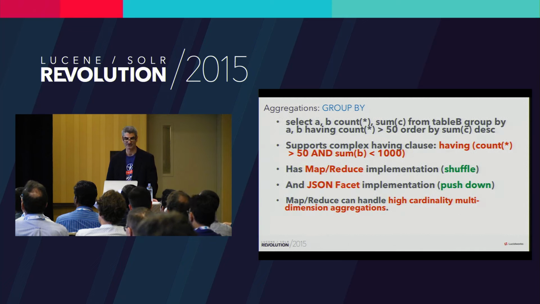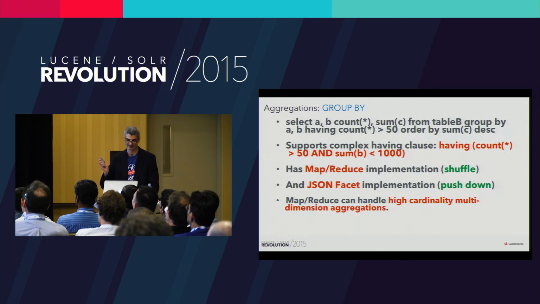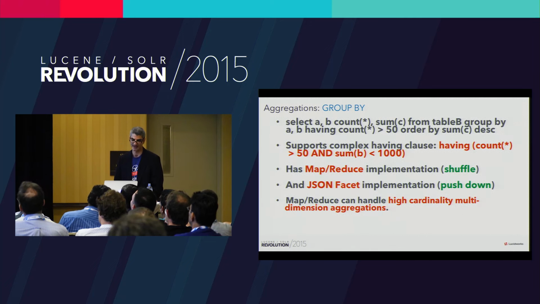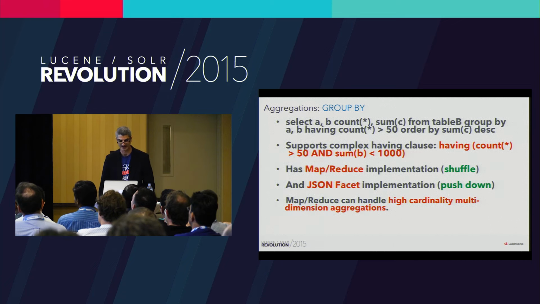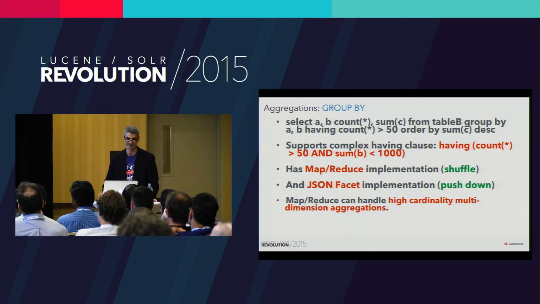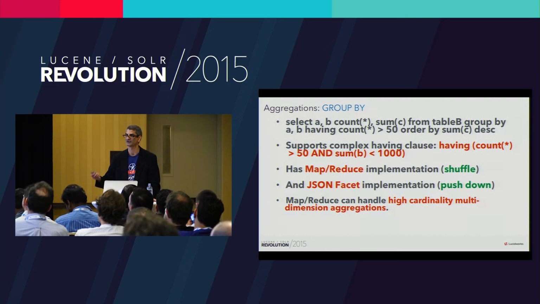Then there are group by aggregations, and Eric covered some of this. But basically, it's a pretty full group by spec. You can do complex having clauses and sort by the output of a function field. And it supports both MapReduce and a JSON Facet implementation. And the key thing on this is that with MapReduce, you can do pretty much infinite cardinality with multi-dimension aggregates, which is a nice thing to do with big data.